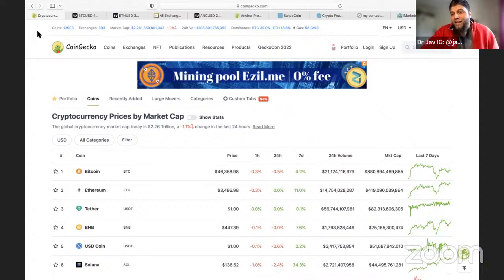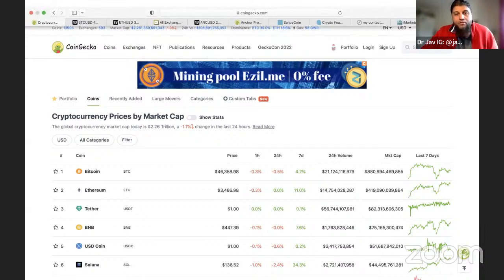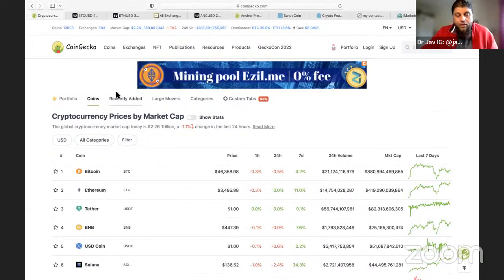Now there's currently around 18,000 plus cryptocurrencies in the market. CoinGecko lists 13,503, as you can see here. And I'm just moving my mouse now. You should be able to see my mouse. So around 13,000 cryptocurrencies currently on CoinGecko.